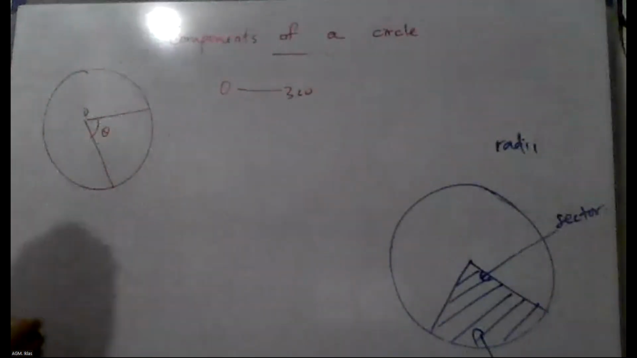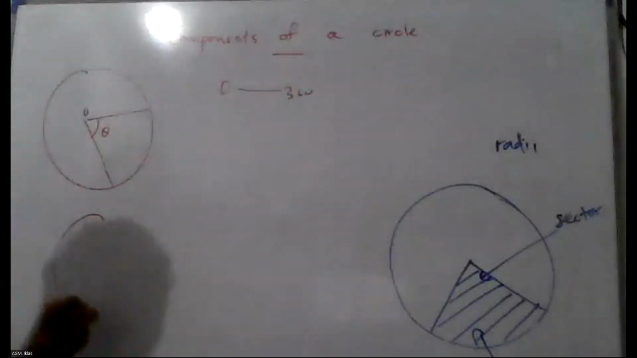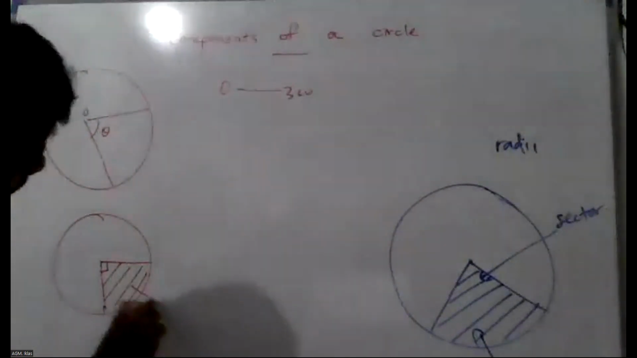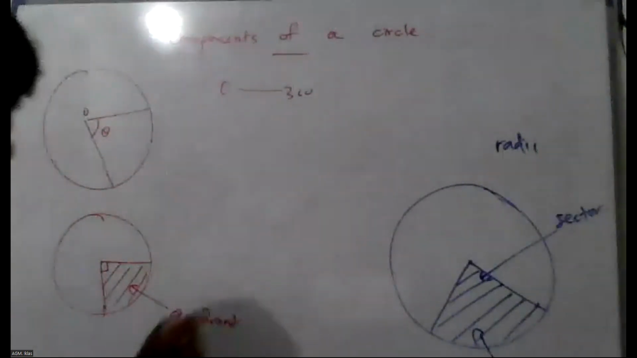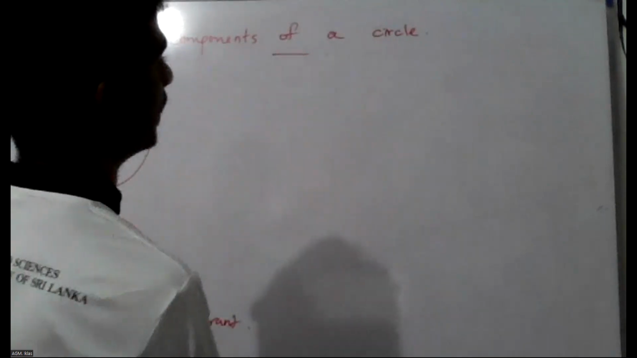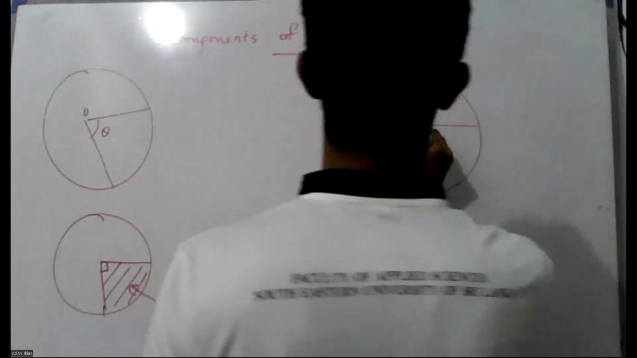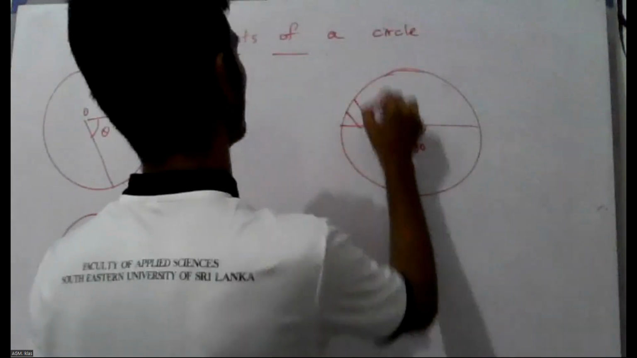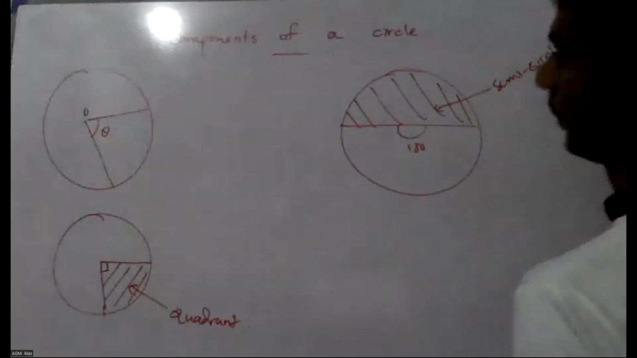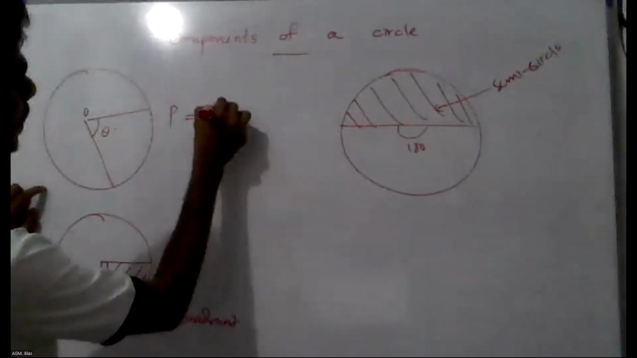If theta is 0, we can't find any sector, so we don't need to bother about it. If theta is 90 degrees, this sector is called a quadrant. If theta is 180 degrees, these are the special cases I'm telling, so in that case the portion of the circle is called a semicircle.